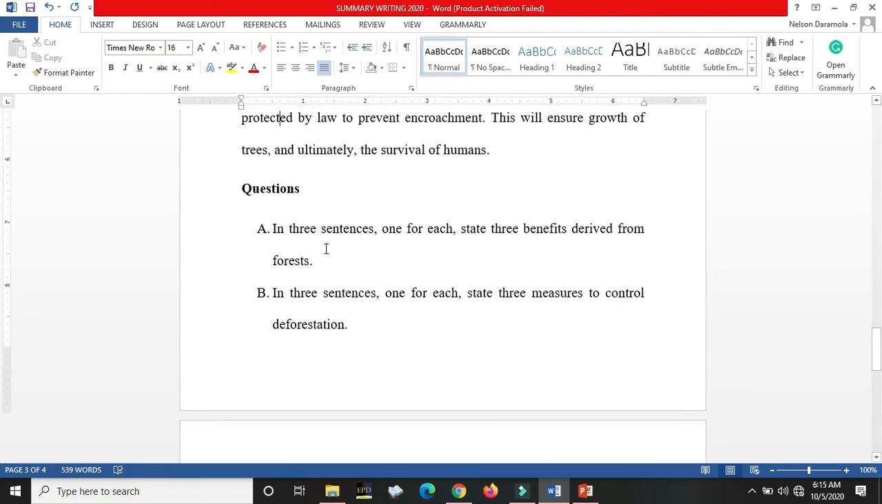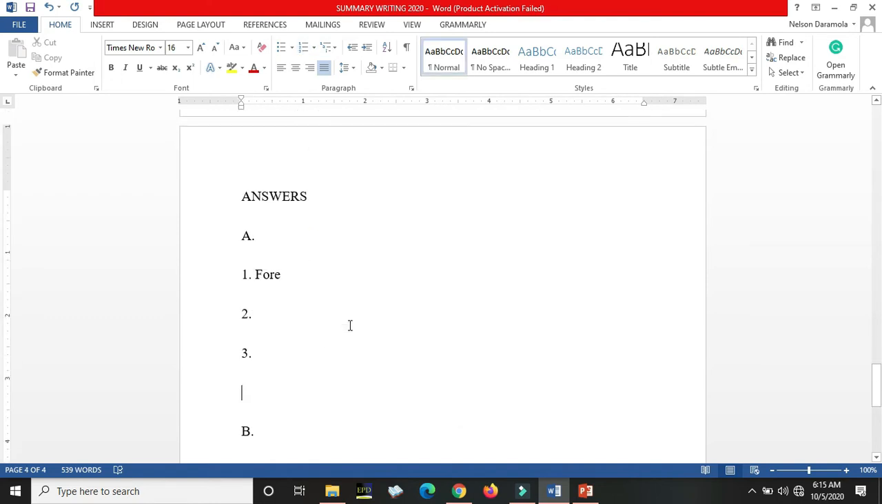Don't ever forget your questions. Your question talks about forests. Okay, that is what has been used in your question. 3 sentences, one for each. State 3 benefits derived from forests. Okay, so you don't change it.